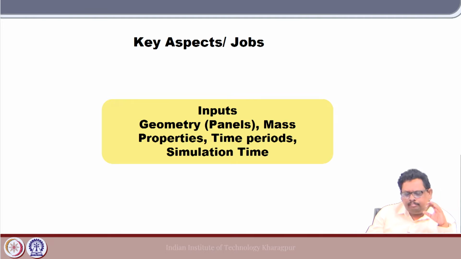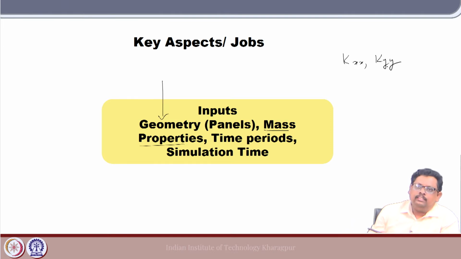Now, in any code definitely you have to have some kind of input, otherwise you cannot start. Here the inputs are the ship geometry, or you can say the paneling, and also the mass properties, that means the mass of the body and then the radius of gyration, the kxx, the kyy, and the kzz. These all are the inputs.